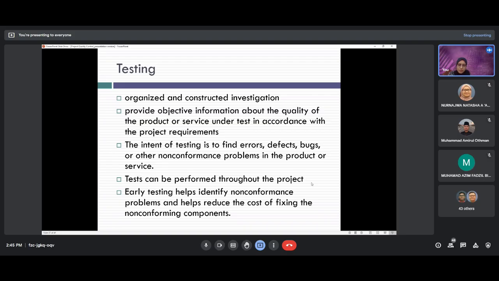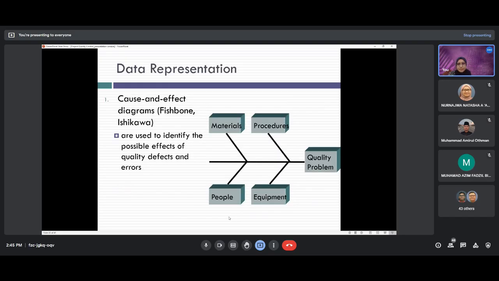Tests can be performed throughout the project, and early testing will help identify non-conformance problems and helps reduce the cost of fixing the non-conformance component. The earlier you test, the better. In other words, if you test at an earlier stage, for example the first batch of concrete, it will help you find out what the defects are. If there is a defect, you can find the root cause of the problem. Therefore, you can reduce the defect, and finally, you can reduce the cost of fixing the defect.